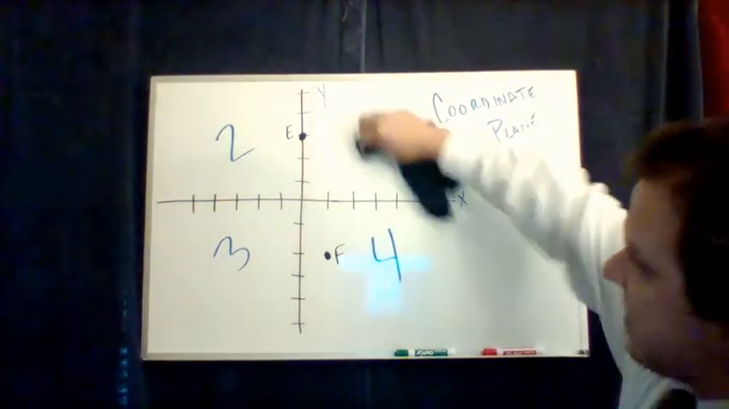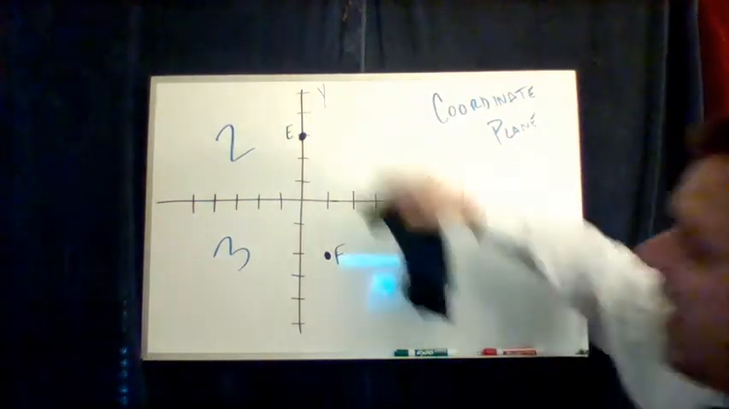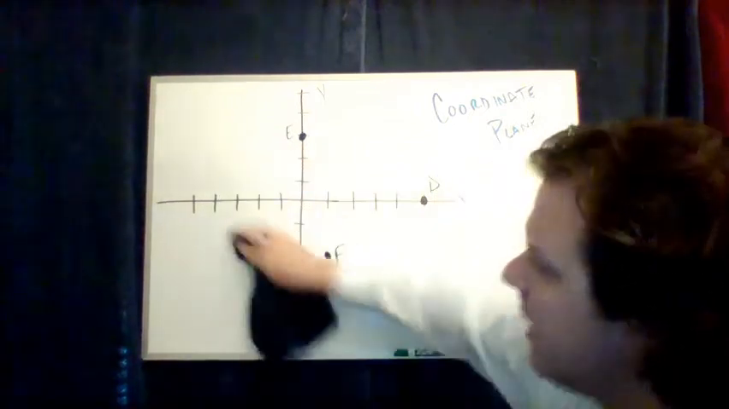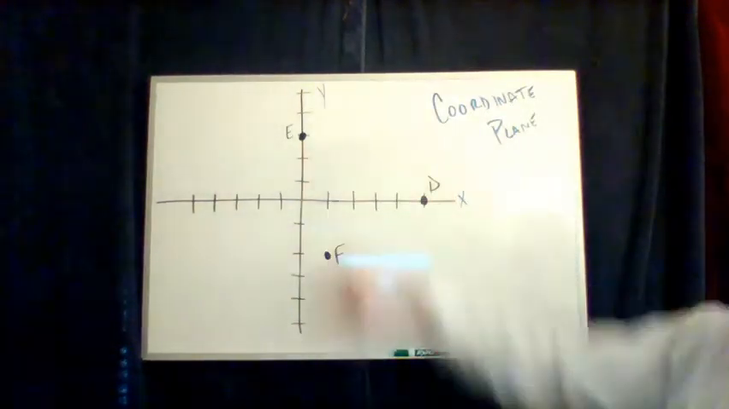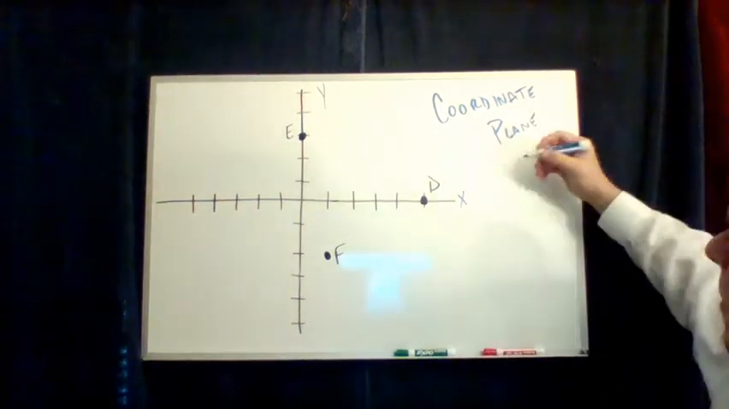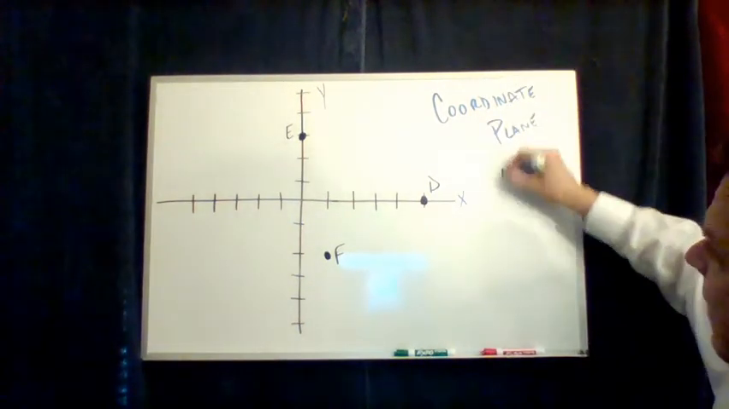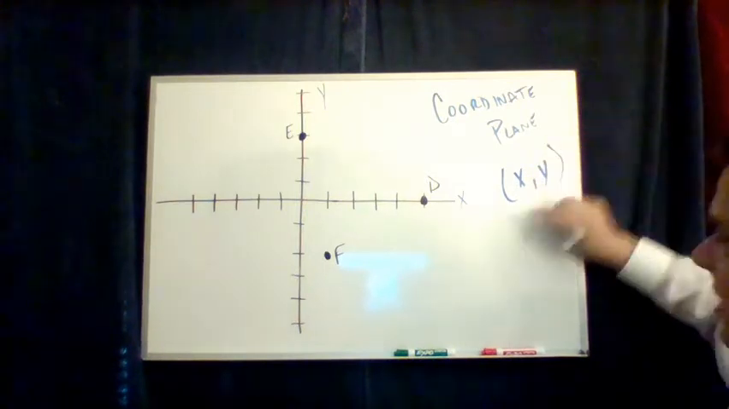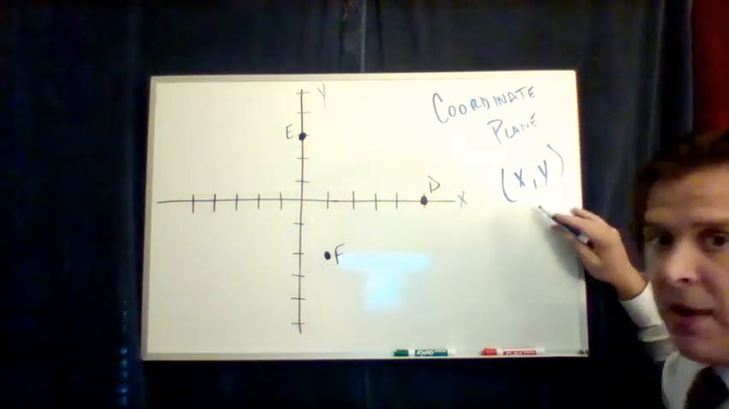are these points up here? Okay, what are these points? What are the names of the points? Okay, so we have 3 points. We have a D, E, and F. All right. And when we label points, listen, when we label points, we call them coordinate points, and we label them like this, x, comma, y. And we separate them with parentheses.